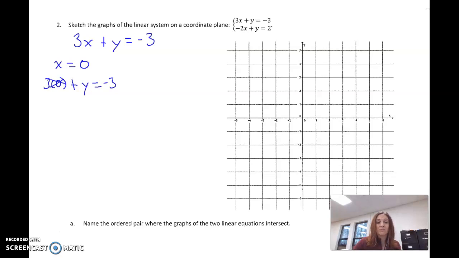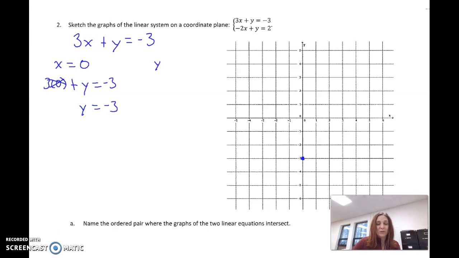3 times 0 is 0. 0 plus y isn't going to change anything. It's just going to be y equals -3. So again, at our y-axis, we can think of our intercepts at -3, or you can think of this as the ordered pair 0, -3. Okay? I'm going to actually erase it off because I need some time here, okay? If you put it there, don't worry.